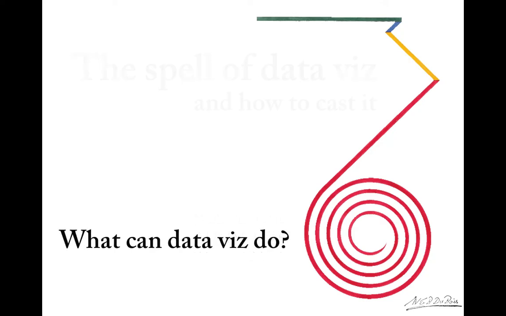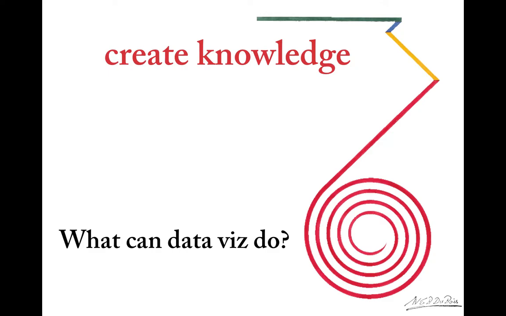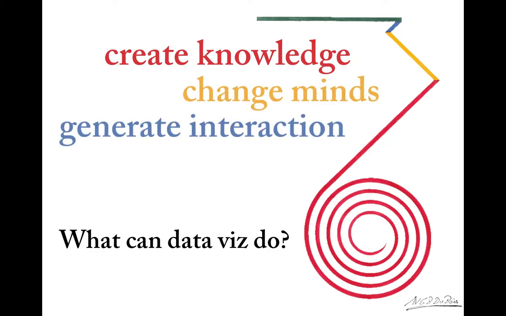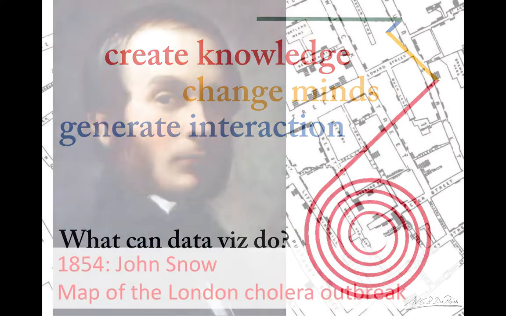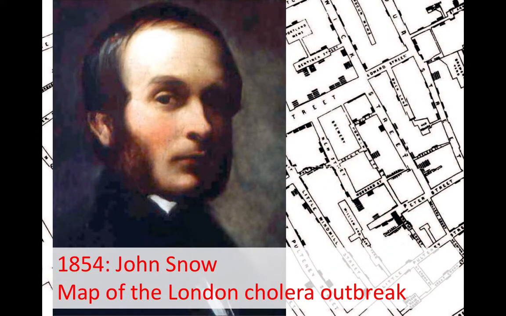So, what can Data Viz do? Many things, but we're going to focus on 3. It can create new knowledge, it can change minds, and it can generate interaction. For powerful examples of these 3 things, we're going to look at 3 classic moments from the history of Data Viz. First one, a very famous map from 1854.